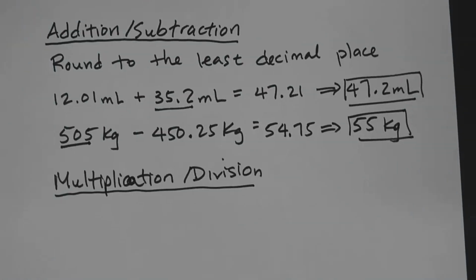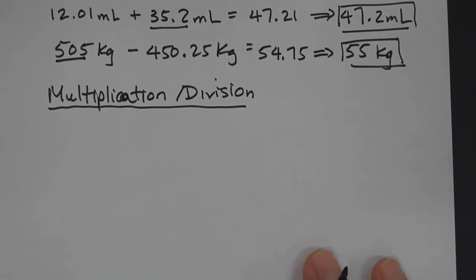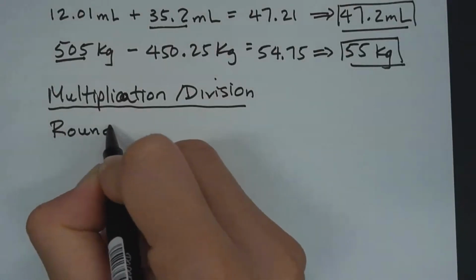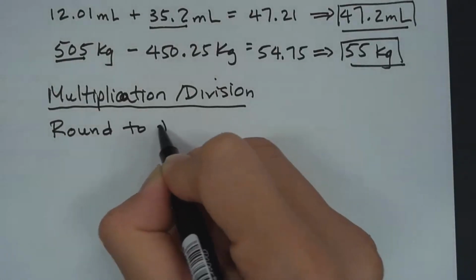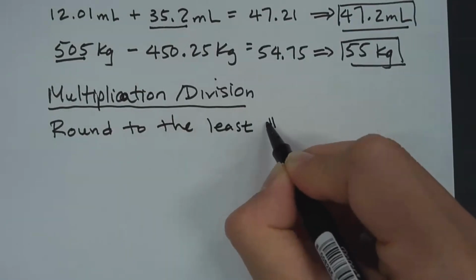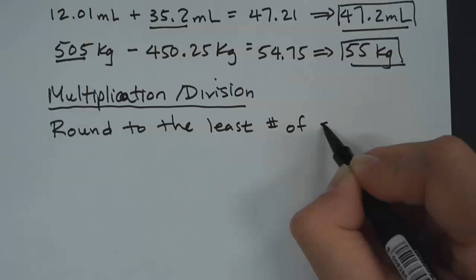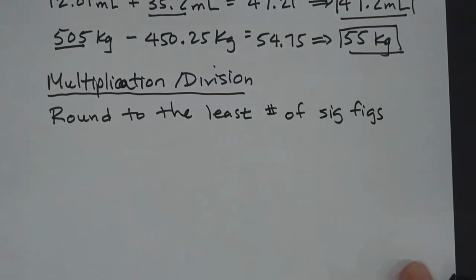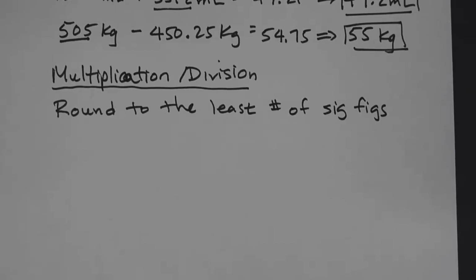Now let's take a look at multiplication and division, because the rules for this are a little bit different. So we're going to round our answer to the least number of sig figs, or significant digits, in the numbers that we start out with.